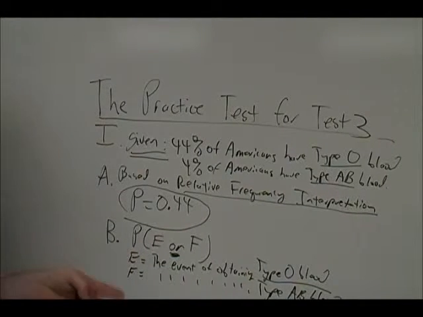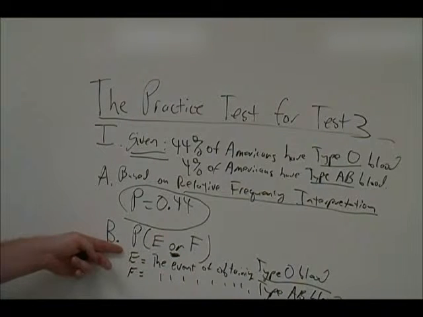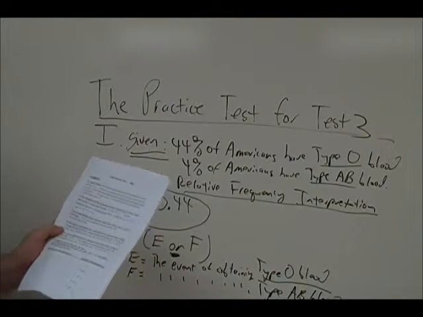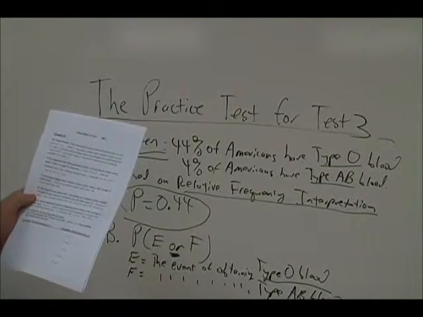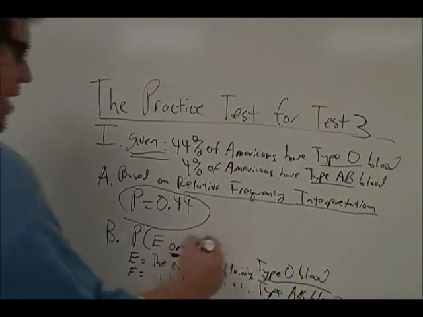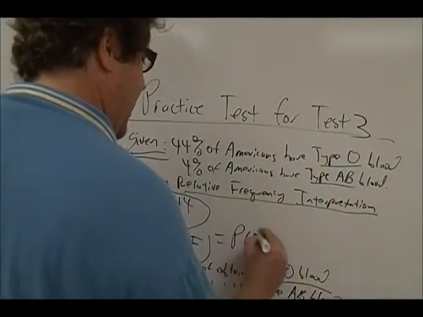Every person only has one blood type, either type O, type A, type B, or type AB. It's not possible for a randomly selected American to have both type O blood and type AB blood at the same time. So that says the events E and F are mutually exclusive events. What that means is we have to use Formula 1C from the cheat sheet, the formal addition rule for mutually exclusive events.